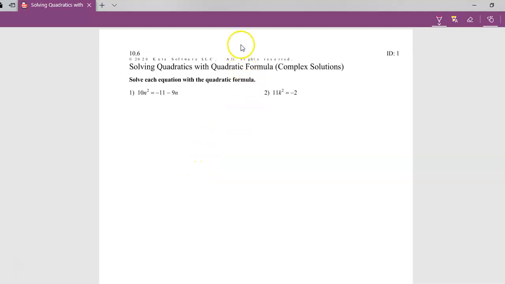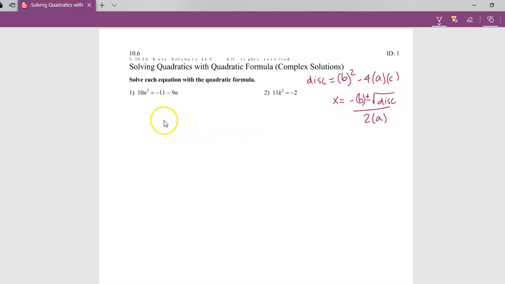So let's first remind ourselves, just write it down over here. The discriminant is b squared minus 4 times a times c. And then the quadratic formula: negative b plus or minus the square root of the discriminant, all over 2 times a.